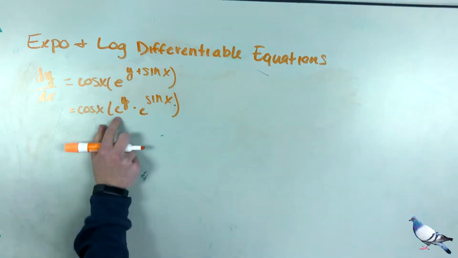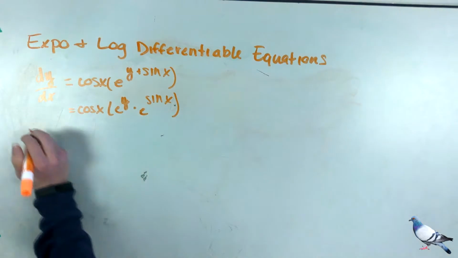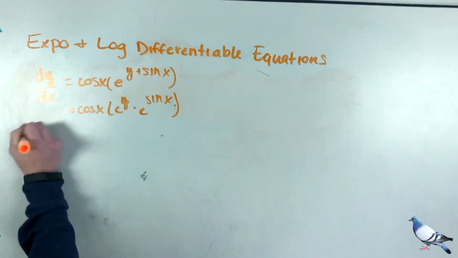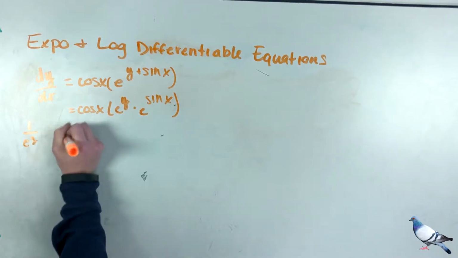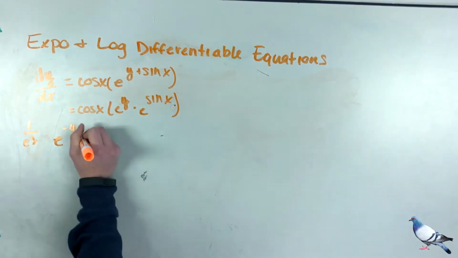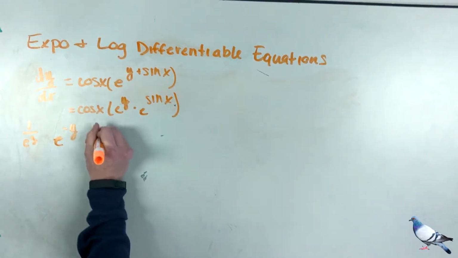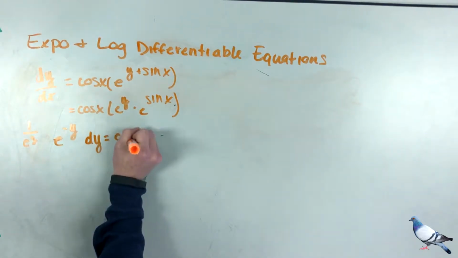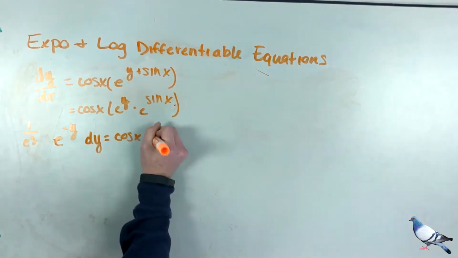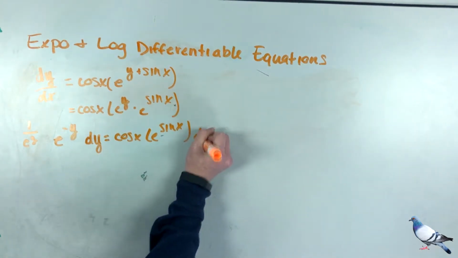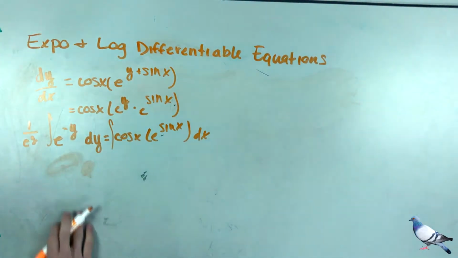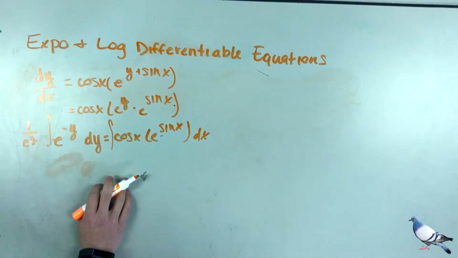Y is on the left side, x is on the right. So after we divide this to the other side, we should have 1 over e^y, which is the same thing as e^(-y) dy on this side, equal to cosine of x, and bring it down, e^(sin x) dx. Alright, so now we can take the integral.